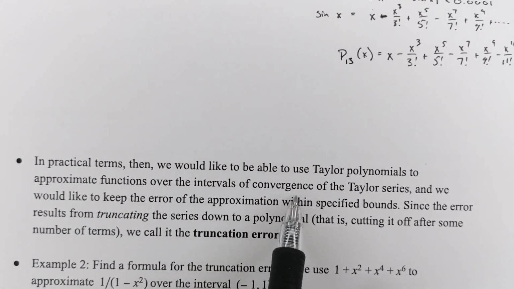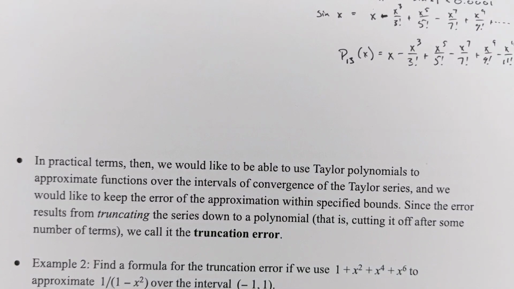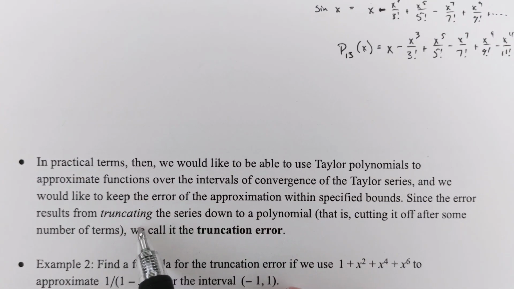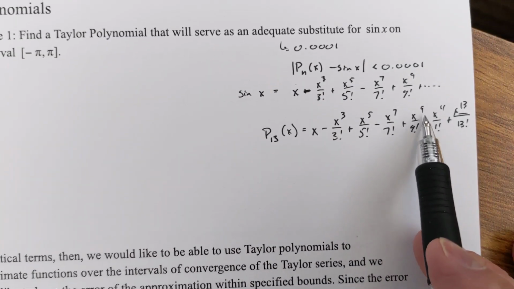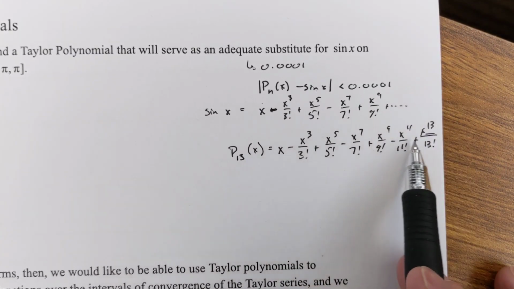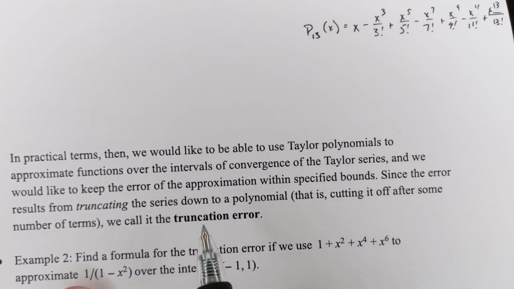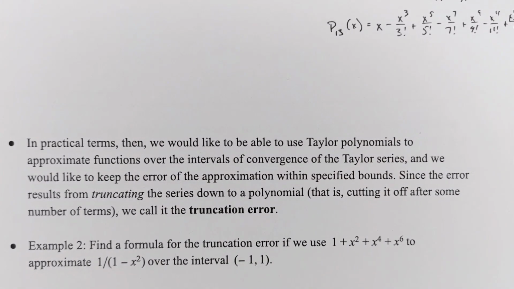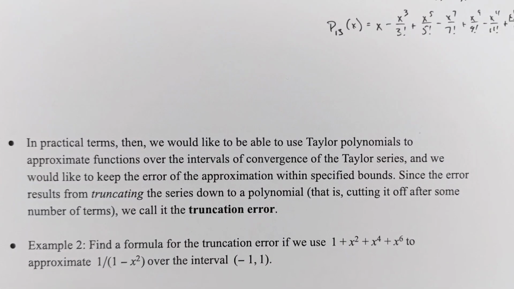Okay, so in practical terms, I would like to use a Taylor polynomial to approximate functions over the interval of convergence. Since the error results from truncating the series down to a polynomial, because this would theoretically go on forever, we just cut it off once we're close enough. It's referred to as a truncation error. So here it says find a formula for the truncation error if you use 1 plus x squared plus x to the 4th plus x to the 6th to approximate 1 over 1 minus x squared over the interval -1 to +1. Okay, so let's see here.